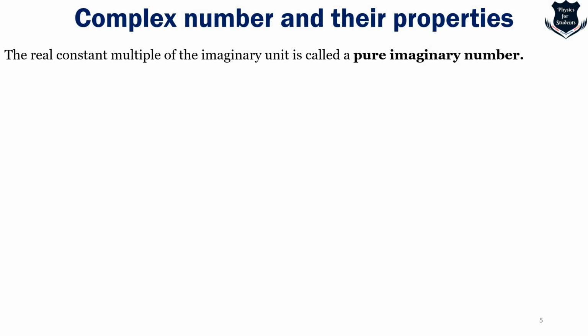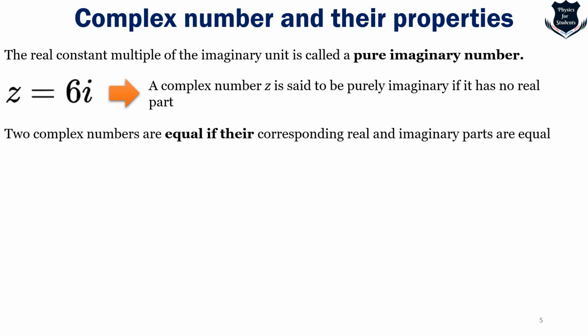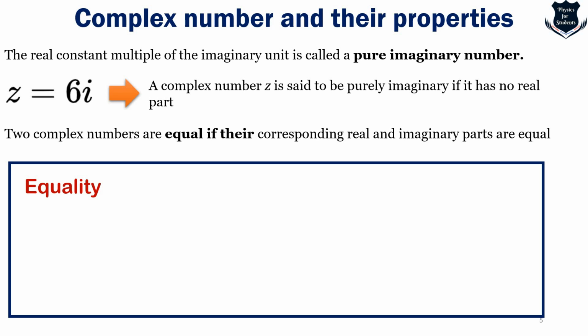What is meant by a pure imaginary number? Although it might not sound very relevant to you, it is important. A pure imaginary number is basically a real constant times i, which has only an imaginary part. So if I take z = 6i, the complex number z is said to be purely imaginary because you can see it has no real part. And two complex numbers are equal if their corresponding real and imaginary parts are equal.